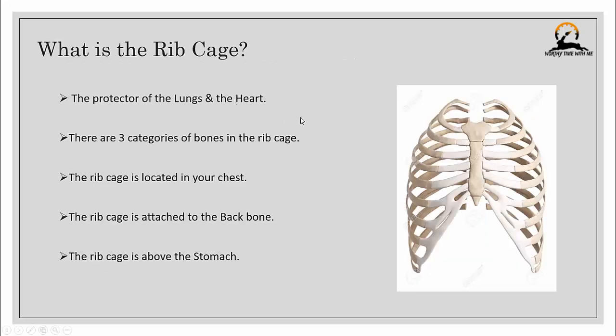What is the rib cage? In my first video, we discussed what the lungs are and the rib cage. By the way, in the description below, I have provided a link to my first video. If you want to learn more about lungs, be sure to look through my video. The ribcage is the protector of the lungs and the heart, which we have talked about in my first video. There are 3 categories of bones in the ribcage that we will be discussing in the future slides.